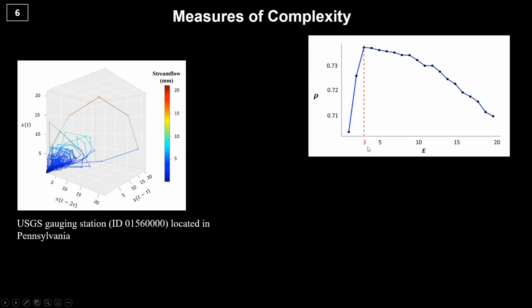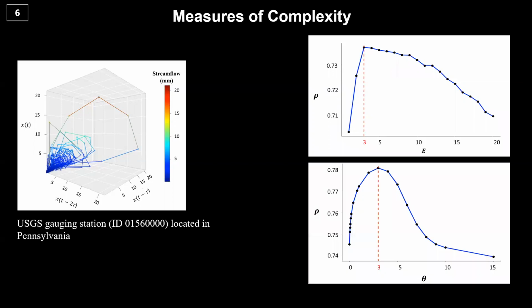And in the theory of dynamical systems, it is very well established that this value represents the number of active degrees of freedom. In other words, this value tells us how many variables are controlling the dynamics of the system. Similarly, there is another parameter denoted as theta, and a value of theta of 0 indicates that the system is linear. As theta takes larger values, the system is more and more nonlinear.